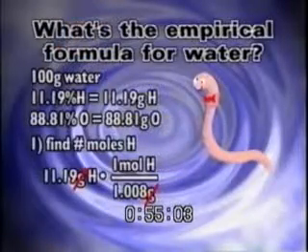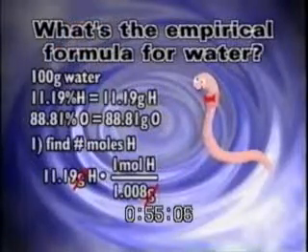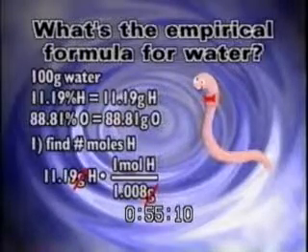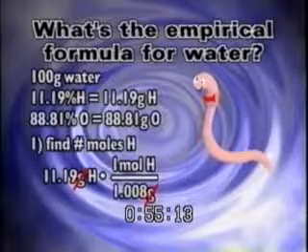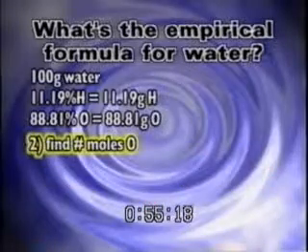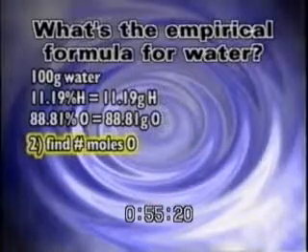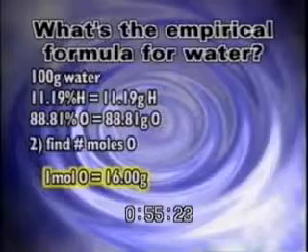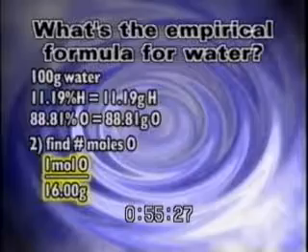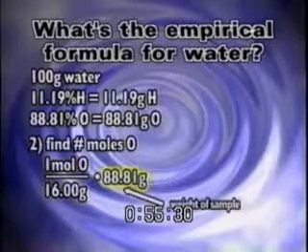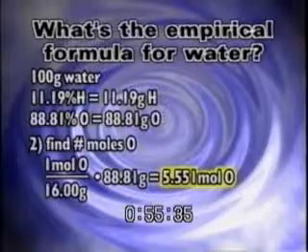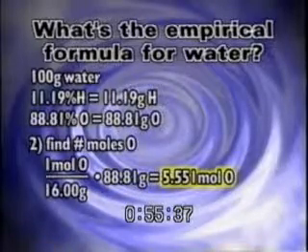1 mole of hydrogen atoms over 1.008 grams of hydrogen multiplied by our 11.19 gram sample of hydrogen gives us 11.10 moles of hydrogen atoms. Now we'll convert our sample of oxygen from grams to moles. 1 mole of oxygen atoms has a mass of 16.00 grams. So 1 mole of oxygen atoms over 16 grams of oxygen times our 88.81 gram sample of oxygen gives us 5.551 moles of oxygen atoms.